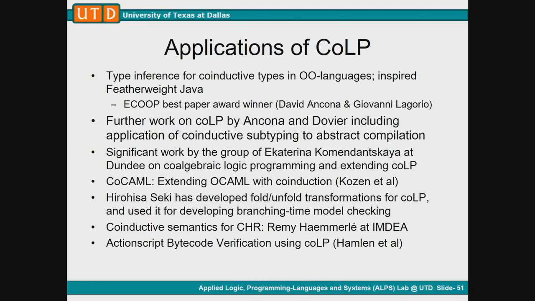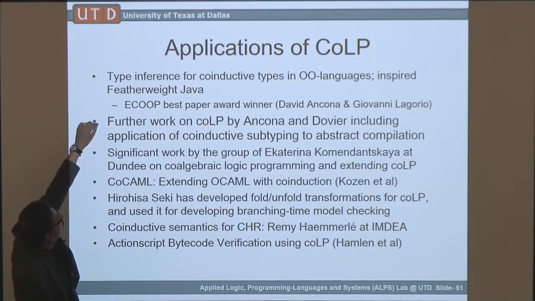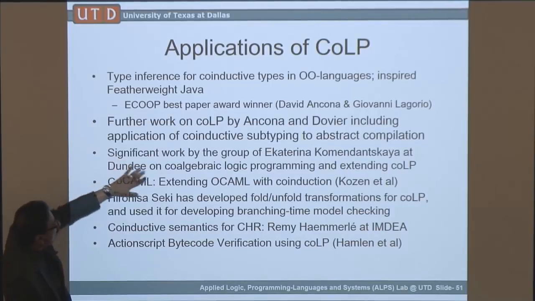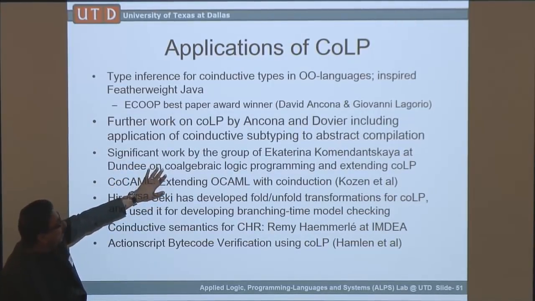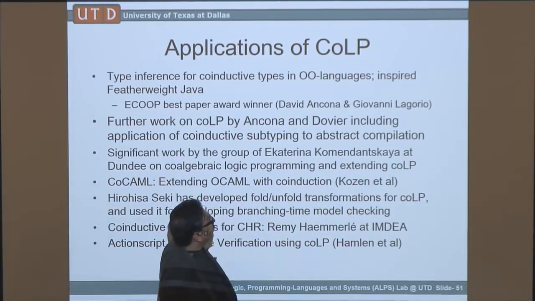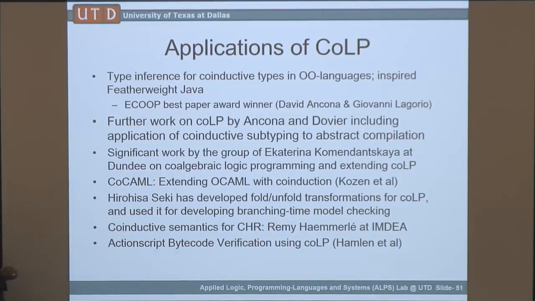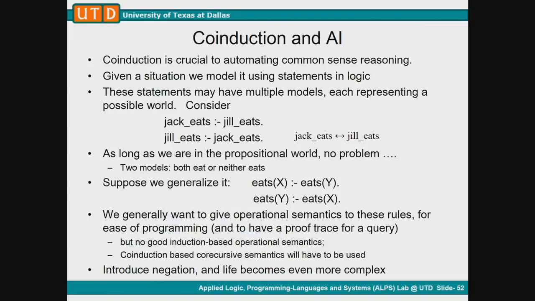And many other people have done work as well using co-inductive logic programming, co-inductive type inference in object-oriented languages. These guys won the best paper award at ECOOP that used co-inductive logic programming. And then I was talking about productivity. That's Ekaterina Komendantskaya at Dundee. She's used it. And Dexter Kozen actually has imported these ideas to obtain what's called CoCaml. Essentially, it's Haskell or ML with co-induction, really. Very similar ideas. And other people have worked as well on various things.